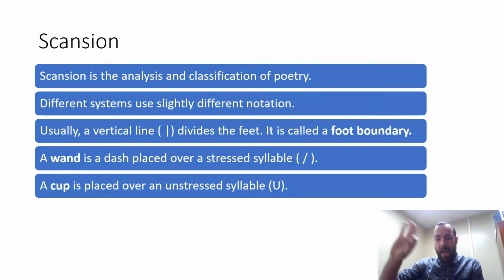Sometimes you'll see a little slash over top of the words. That's called a wand, and it's a dash, and we place it over a syllable that's stressed. So where there's an emphasis, you'll see a little dash called a wand. And then there'll be a little mark over the unstressed syllable. Usually that's a cup, a little U shape like this.